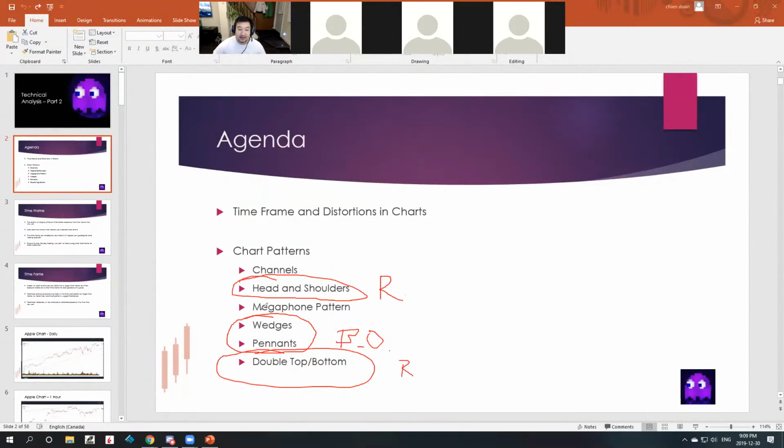Reversal patterns, right? And the megaphones and the channels, those are to be determined based upon the direction, the momentum of the markets. But for the most part, when you identify things like this in the markets, it will really help you with your trades. Okay? Any questions, guys?